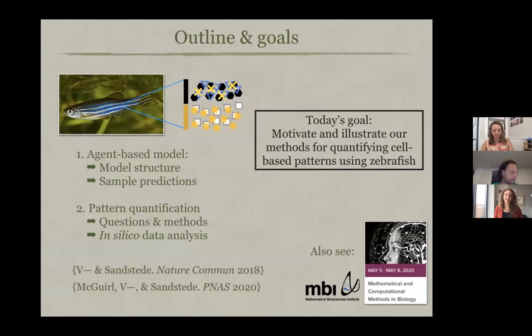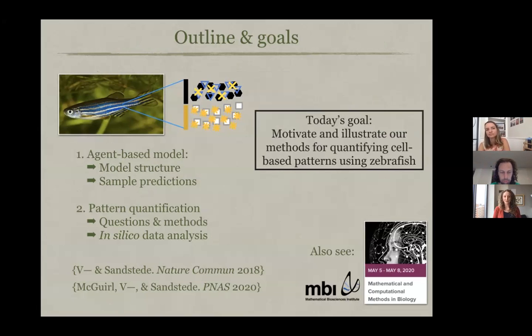So along that line, this all boils down to an interest in developing interpretable, automated methods for quantifying cell-based patterns. And we want to do this in a way that specifically uses the agent-based nature of the data, just because we've put all this time into developing agent-based models. So today I'm going to talk about two things. My overarching goal is going to be to, like I said, motivate questions related to quantifying these patterns.